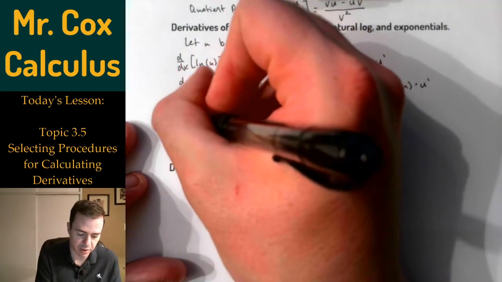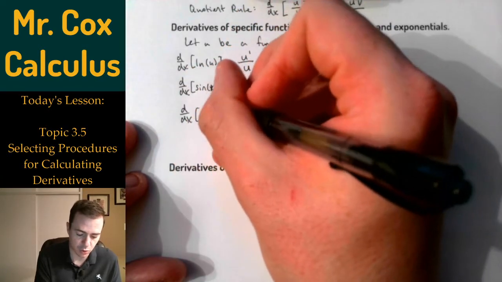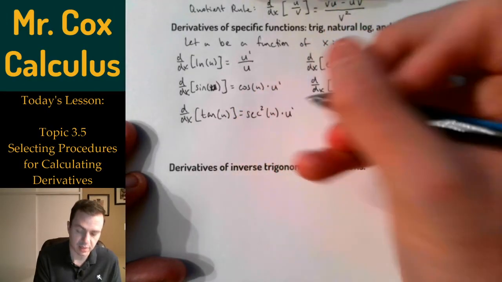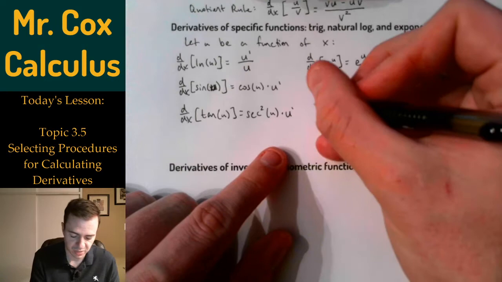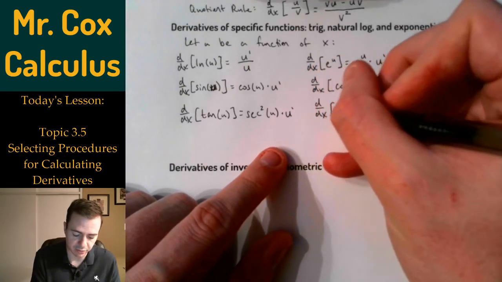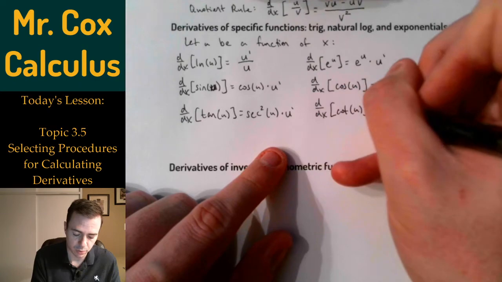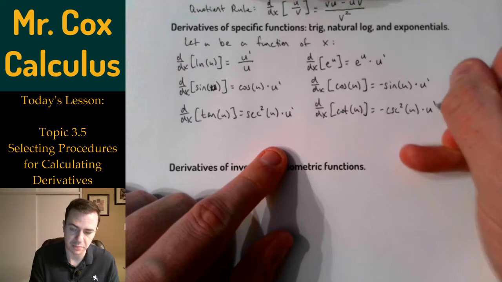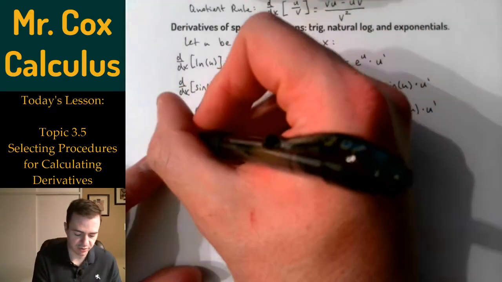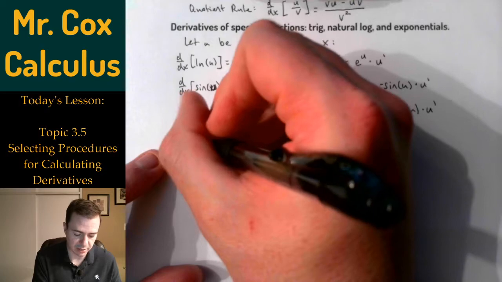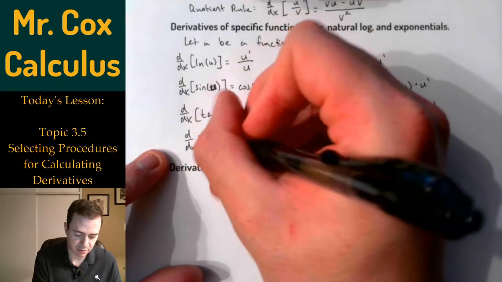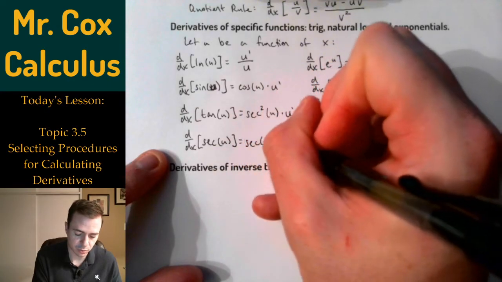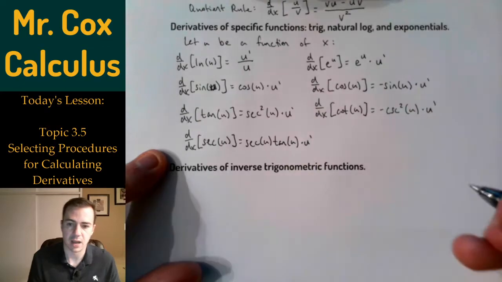The derivative with respect to x of tangent of u is secant squared of u. Again, execute the chain rule, times u prime. The derivative with respect to x of cotangent of u is going to be negative cosecant squared of u times u prime. And then the remaining trig functions, we have the derivative with respect to x of secant of u, and that is secant u tangent u, again, times u prime.